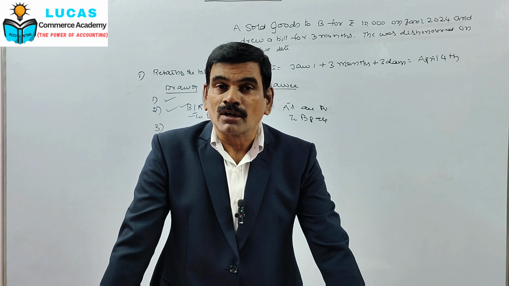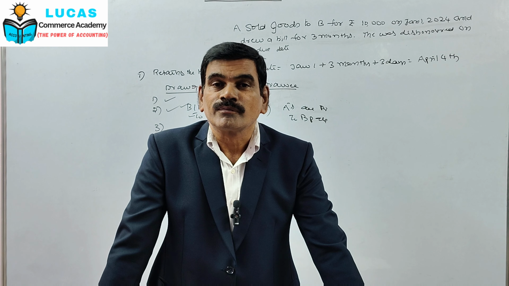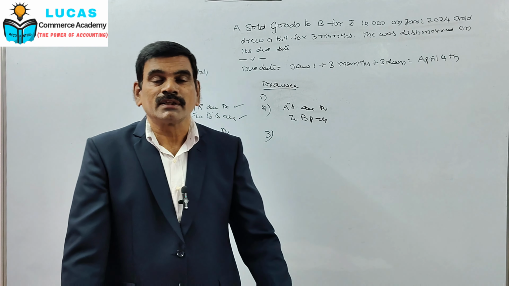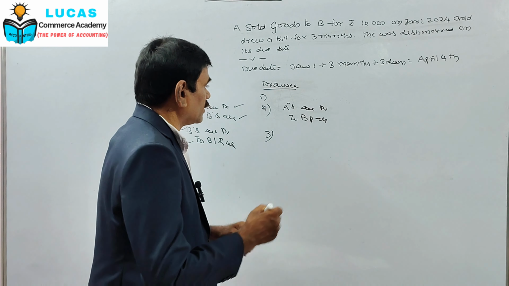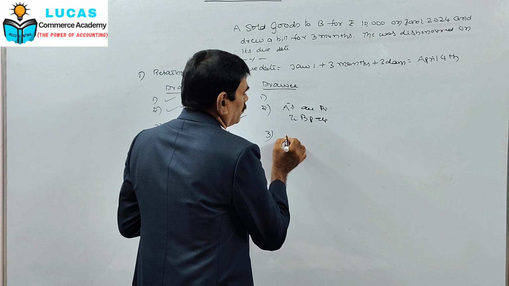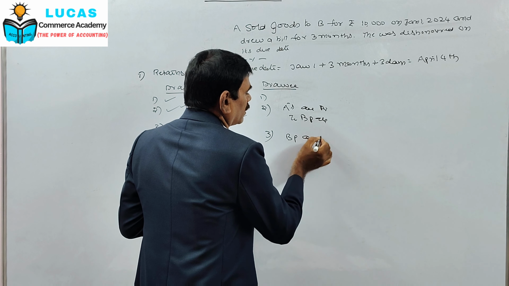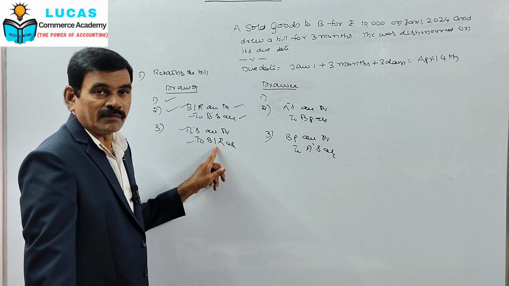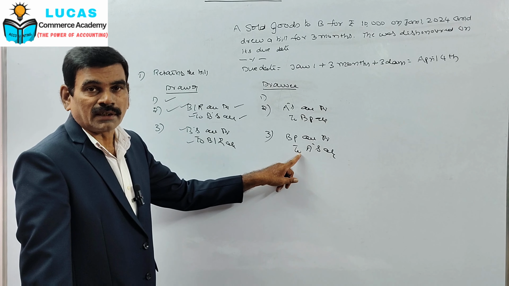On due date, we are not paying the amount to drawer. That means bill is dishonored. So what is the journal entry for bill dishonored? Simply this entry will be reversed. That means bills payable account debit to A's account. Here also reversing entry.